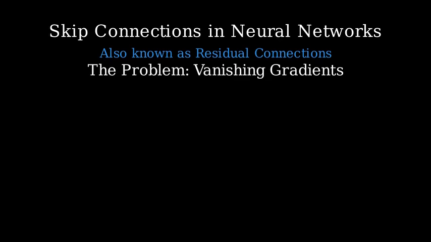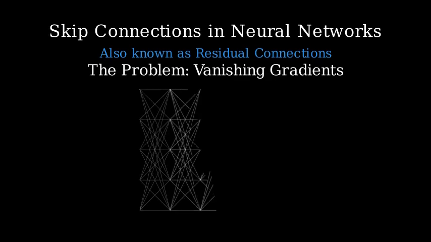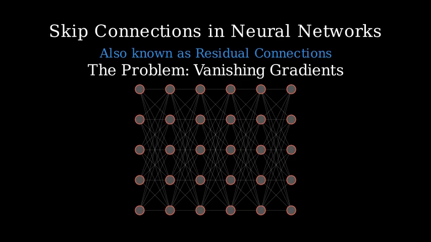When training very deep neural networks with many layers, we often encounter something called the vanishing gradient problem. As we backpropagate through many layers, the gradients tend to get smaller and smaller as they pass through each layer. This means that layers near the beginning of the network learn very slowly or not at all. This effectively limits how deep our neural networks can be.